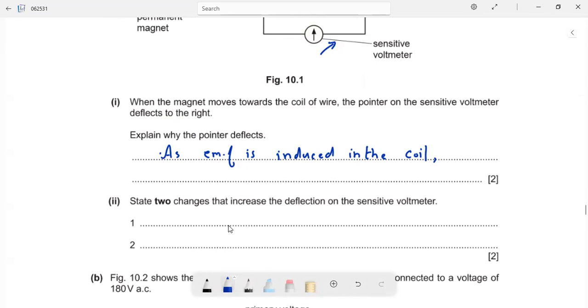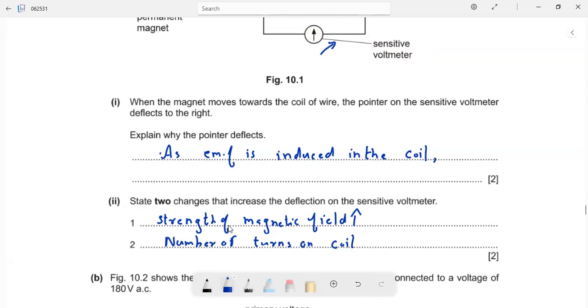So either we can increase the strength of the magnetic field. If the strength of the magnetic field is more, it will deflect more. Or we can increase the number of turns. The number of turns on the coil can be increased. So these two will increase the deflection.